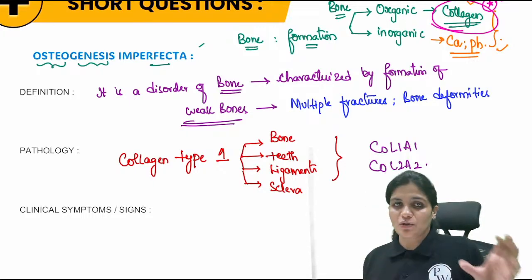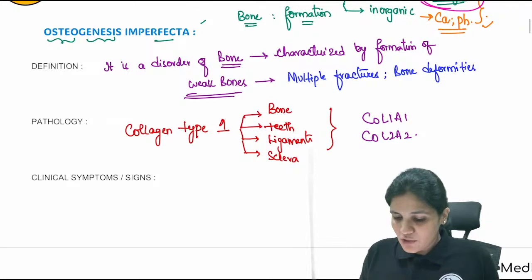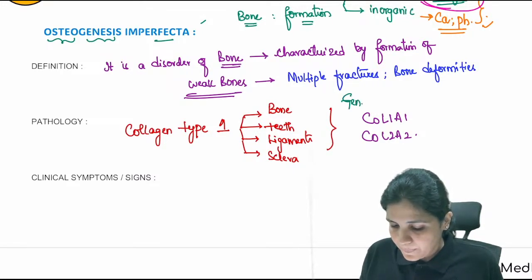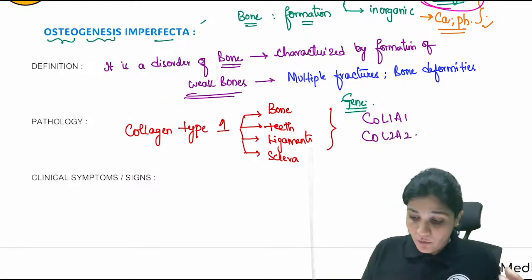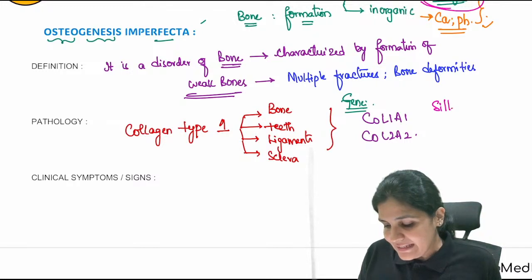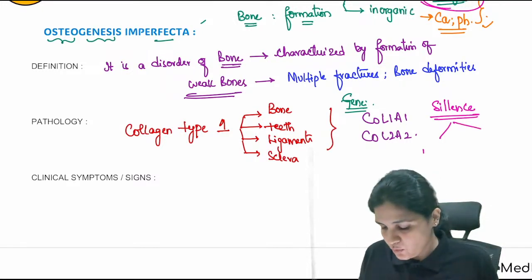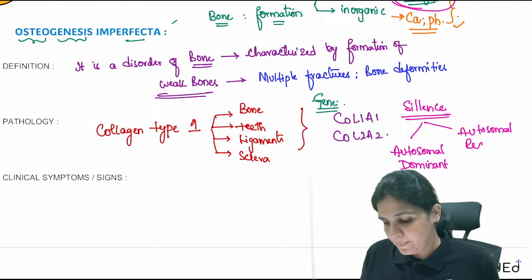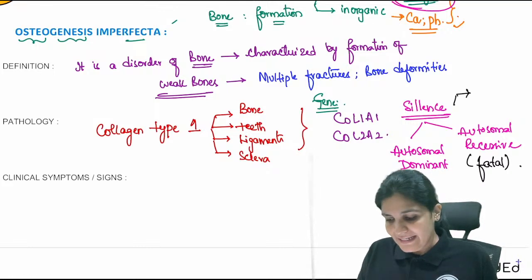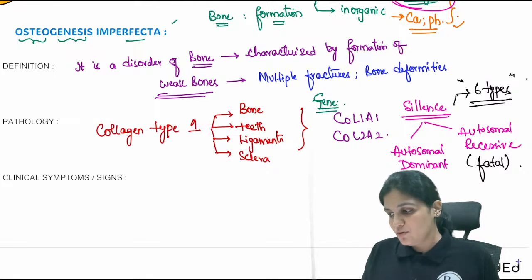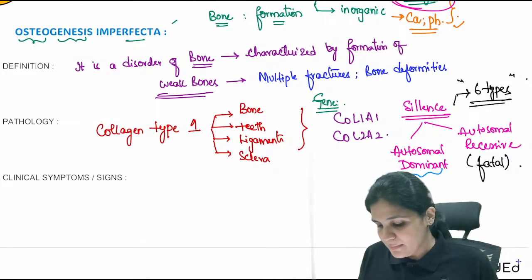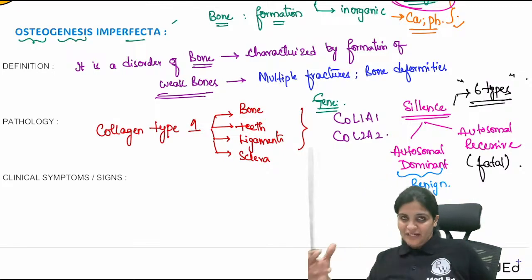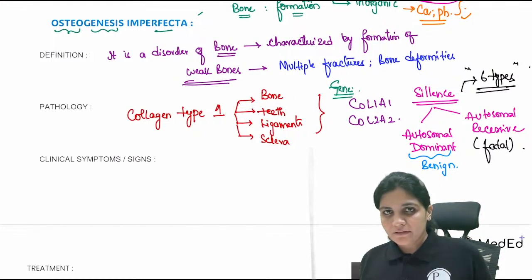So this is collagen type 1, which is also present in all these particular structures, and this is due to the gene responsible. What is the gene responsible? Col1A1 and Col1A2. And if you still want to gain more marks, what you can tell is this was classified by Sillence. There are two types. One is your autosomal dominant, and the second one is your autosomal recessive. This is more fatal. You can tell that Sillence has described 6 types, but what you can remember is 2 types, that is autosomal dominant and autosomal recessive. Usually this dominant one is benign, that is the mild variety, and autosomal recessive is fatal, which will result in early death of that baby. Is that clear?